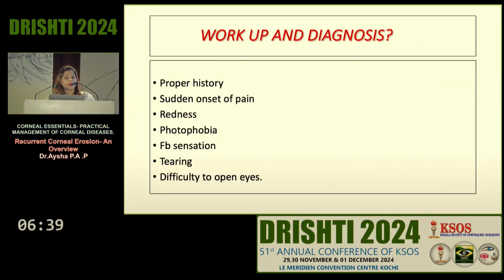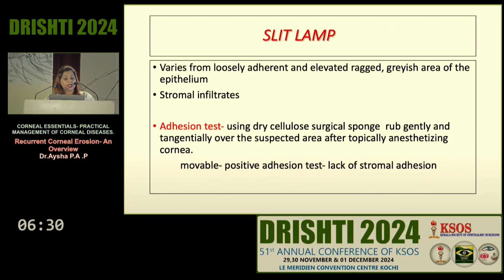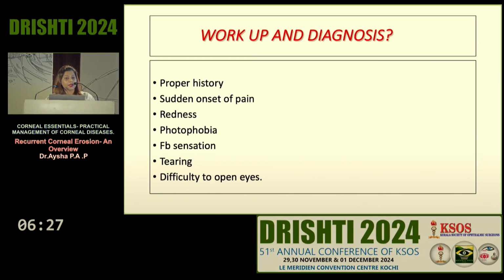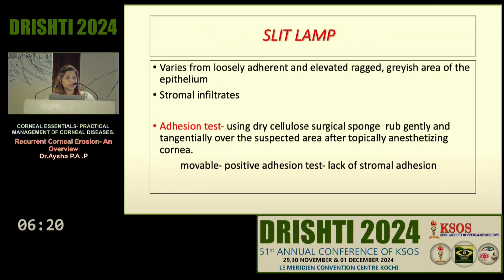Coming to the workup and diagnosis. Take a proper history, because half of the patients who are above 50 or 60 sometimes forget there was a trauma during childhood. There will be sudden onset of pain, redness, photophobia, tearing and difficulty opening the eyes, especially after sleep. On slit lamp examination, findings vary from loosely adherent and elevated ragged grayish areas of epithelium. Sometimes if the patient comes after 2 to 3 days, you can see a stromal infiltrate. Sometimes the patient won't have any signs or symptoms. They say, I have a little watering when I look into the light.